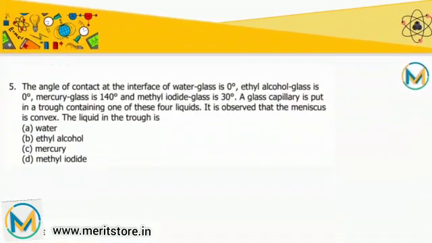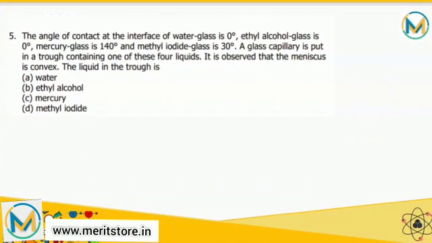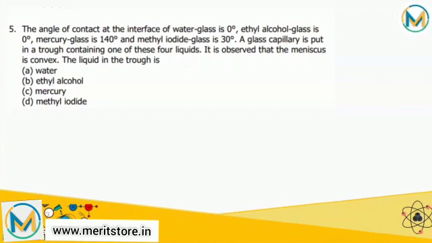Looking towards the next question. The angle of contact at the interface of water-glass is 0 degree, ethyl alcohol-glass is 0 degree, mercury-glass is 140 degrees, and mercury iodide is 30 degrees. So a glass capillary is put in a trough containing one of these four liquids. It is observed that the meniscus is convex. The liquid in the trough is.